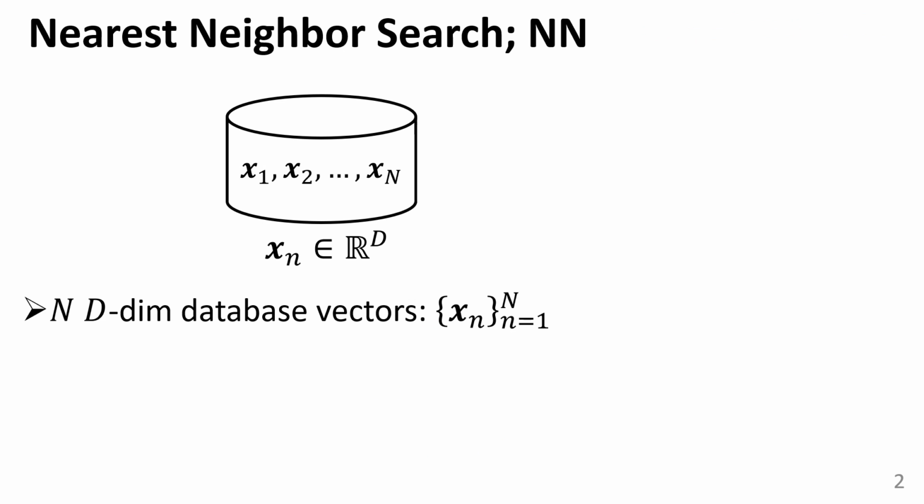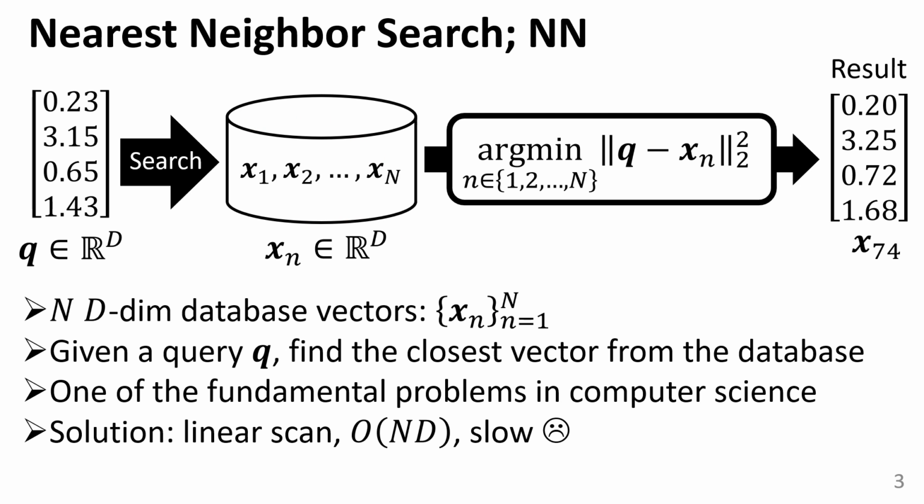So the task here is nearest neighbor search, NN. Given n d-dimensional database vectors x_n, n equals 1 to N, and given the query vector q, find the closest vector from the database. Mathematically, it's defined like this: q minus x_n, with a distance function, and we find the minimum. In this case, x74 is the smallest one, so it's most similar to the query.